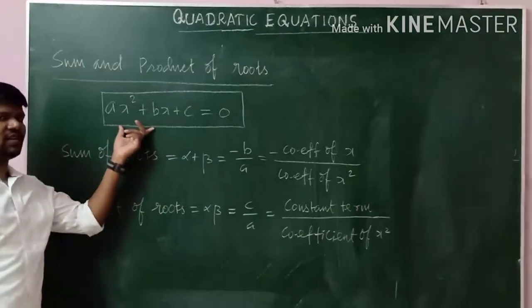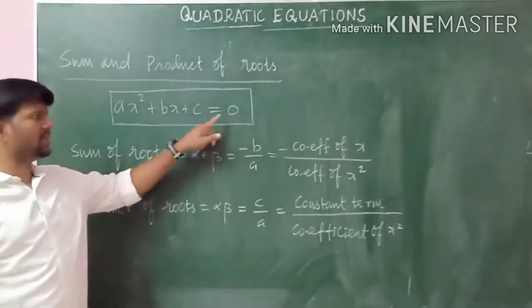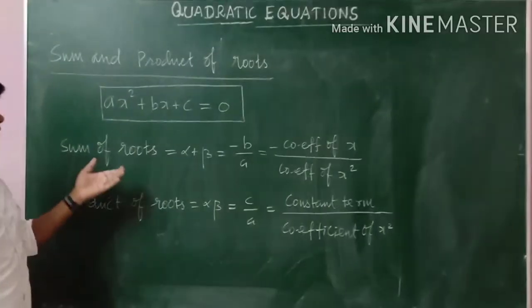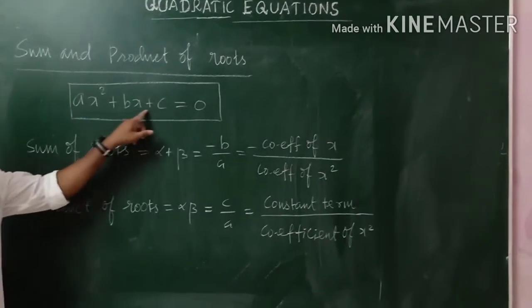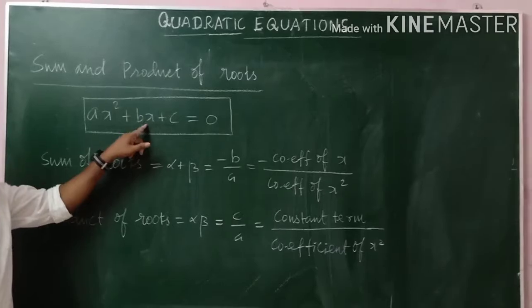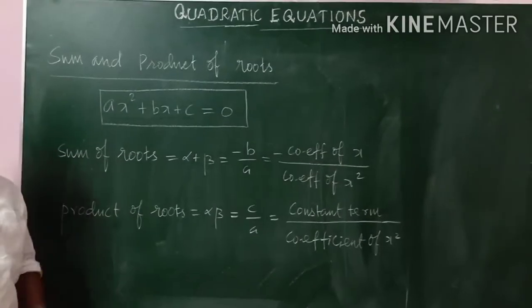We know the general form of a quadratic equation is ax² + bx + c = 0. Whenever you want to find the sum of roots and the product of roots, first we have to bring the equation into the form ax² + bx + c = 0. After that only can we find the sum of roots and the product of roots.